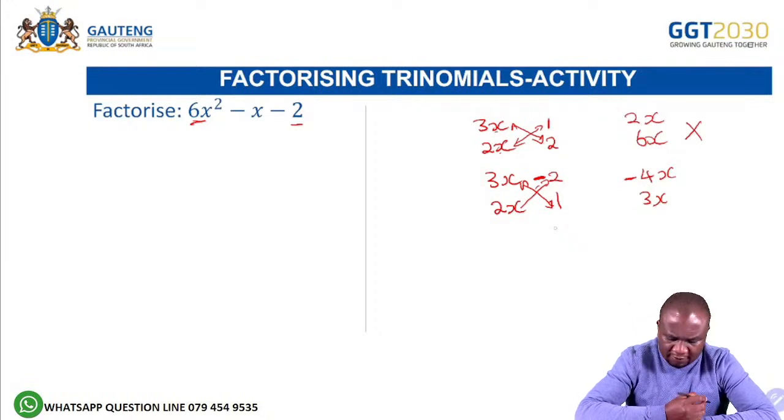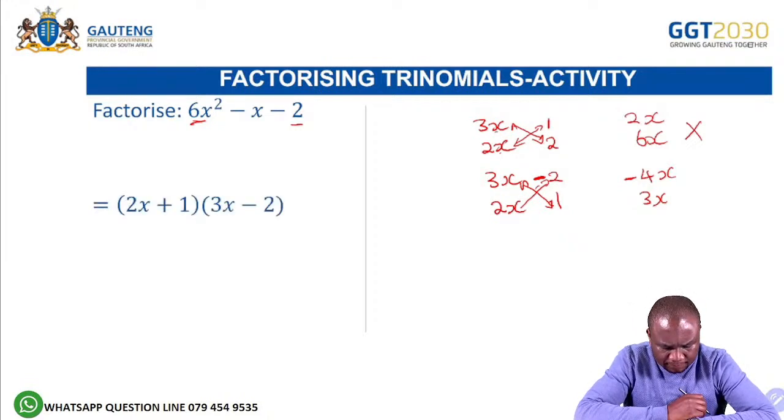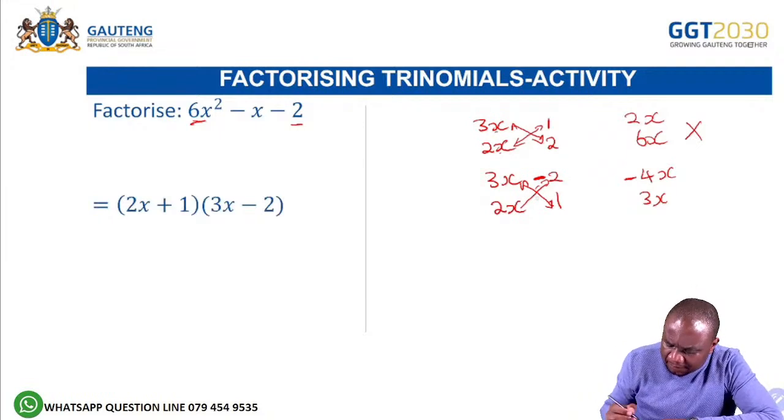Okay, let me confirm my factors here. Oh yes, I'm right. So we say 2x times negative 2 we get negative 4x here, then 3x times 1 we get 3x, then negative 4x plus 3x is negative x.